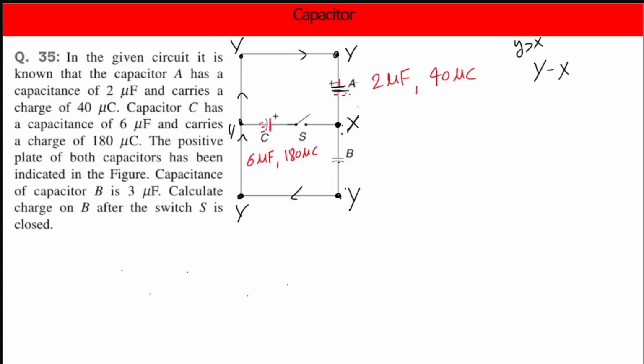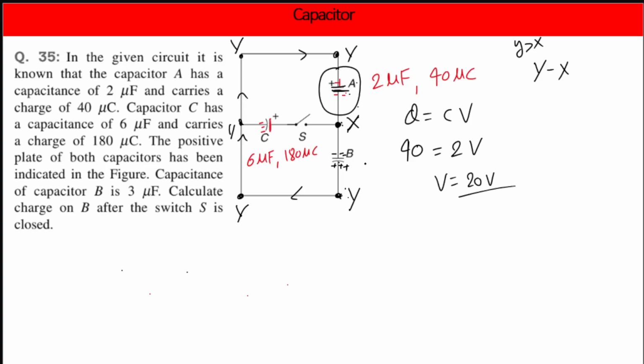And across it, here the potential is X, here it is Y. So here there should be negative charge and here it should be positive charge, because Y is greater than X in terms of potential. Now, what is the value of Y minus X? That will be the potential difference across A, and put the formula Q equal to CV. Q is given as 40 microcoulomb, right? C is equal to 2 microfarad. So V equal to 20 volt.